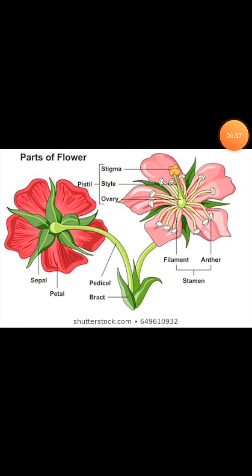Again, see, there are two parts of the flower: one is the essential part and one is the accessory or non-essential part. The essential organs are the androecium and gynoecium. The unit of the androecium is called the stamen. The gynoecium is called the pistil or carpel. The non-essential parts are the sepals, together called the calyx, and the petals, together called the corolla. The corolla helps to attract pollinators.